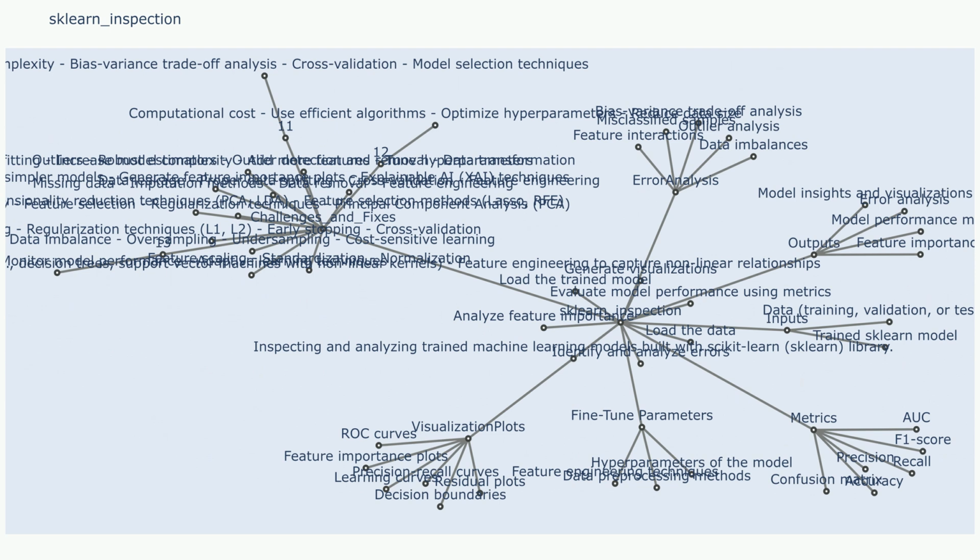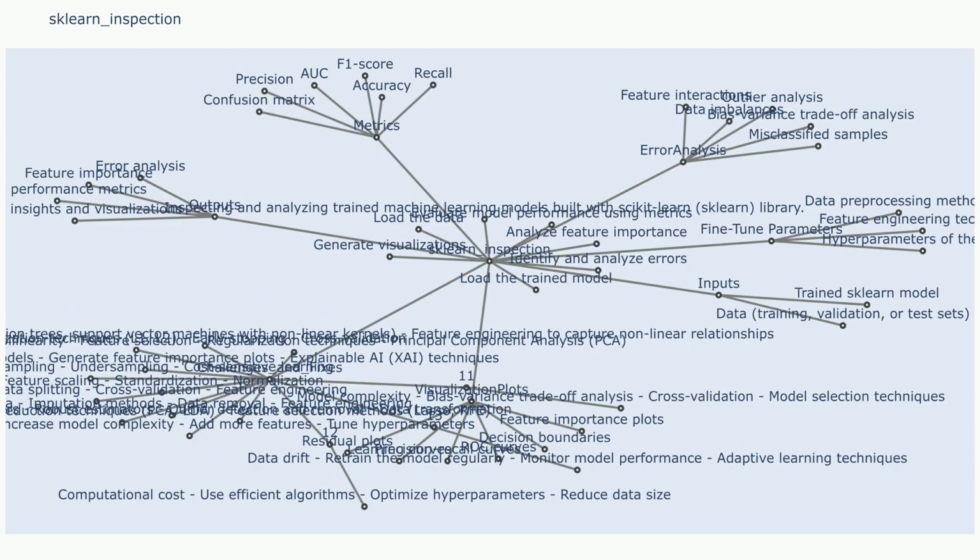ROC curve: a graphical plot that shows the relationship between the true positive rate and false positive rate for different classification thresholds. Feature importance plot: a bar chart or heat map that displays the relative importance of each feature in contributing to the model's predictions. Partial dependence plot (PDP): a plot that shows the marginal effect of a feature on the model's predictions, keeping other features constant. Decision boundary plot: a visualization of the decision surface that separates different classes in a classification model.